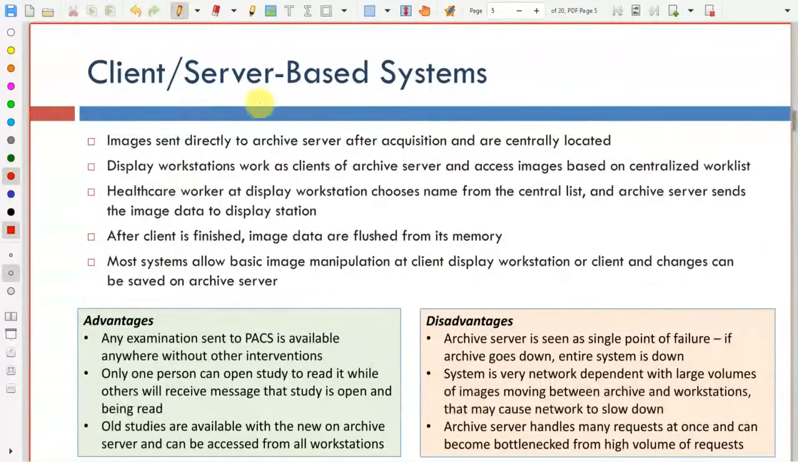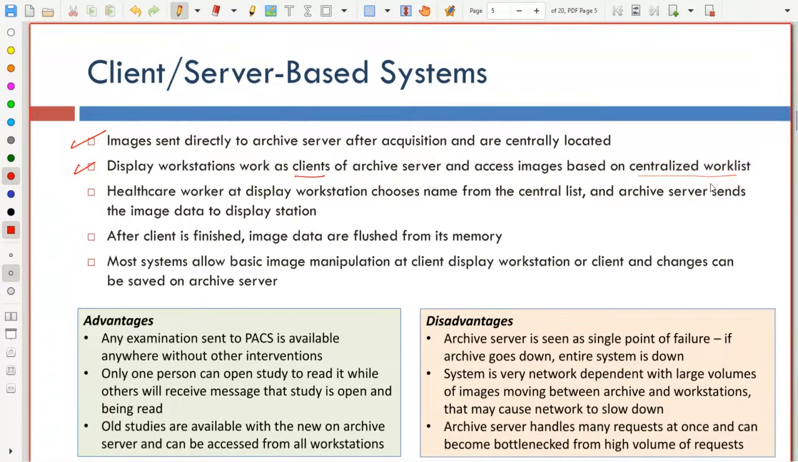If you talk about client-server based systems, images are sent directly to the archive server after acquisition and are centrally located. So once the acquisition occurs, all the data will be sent directly to the archive so that they can be stored in the central storage of all images. Display workstations work as clients of the archive server and can access images based on a centralized work list.